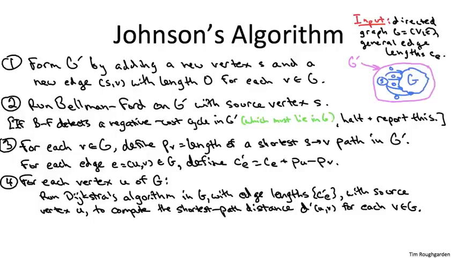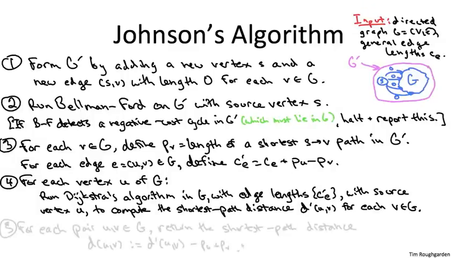We know the D primes are wrong. They're computed with respect to the wrong costs, but we know exactly what they're off by. The D primes are off by exactly P sub U minus P sub V. So to go from the D primes back to the shortest path distances that we really care about, we just need to subtract that term back off. And that's step 5.